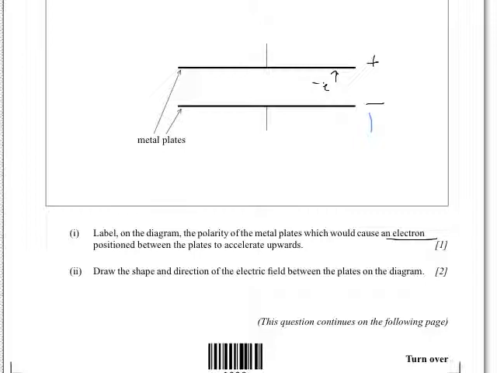Okay, draw the shape and direction of the electric field between the plates on the diagram. Now, the electric field between uniform plates, you need to know this off by heart, these are straight lines. So you should have equidistant straight lines, but note the direction is the direction of the force that would be experienced if a positive charge was in the field. And if a positive charge is in the field, it would be pulled downwards. So the arrows point downwards.